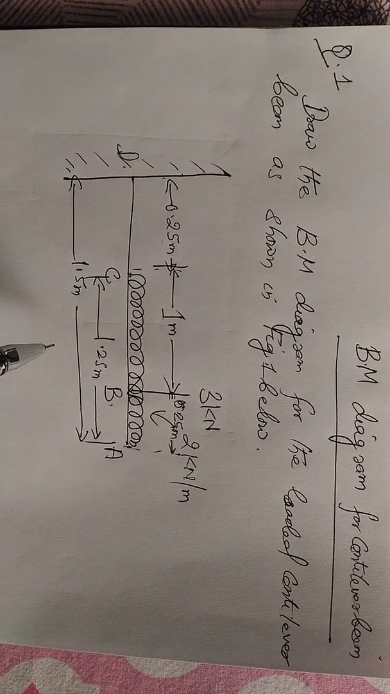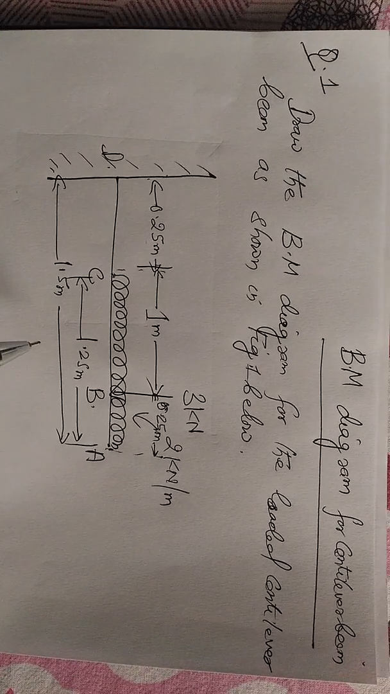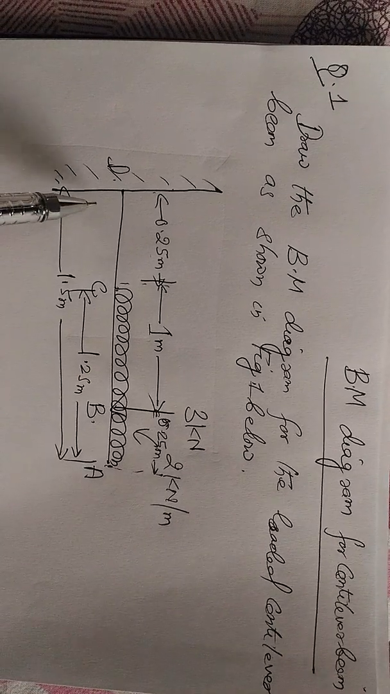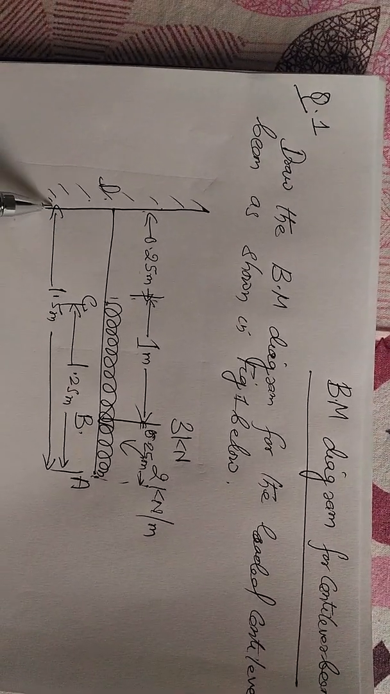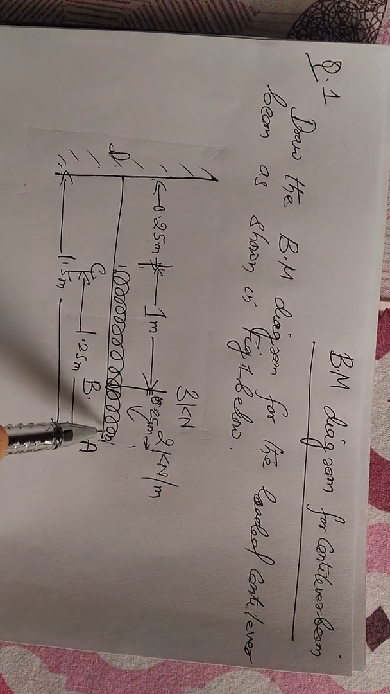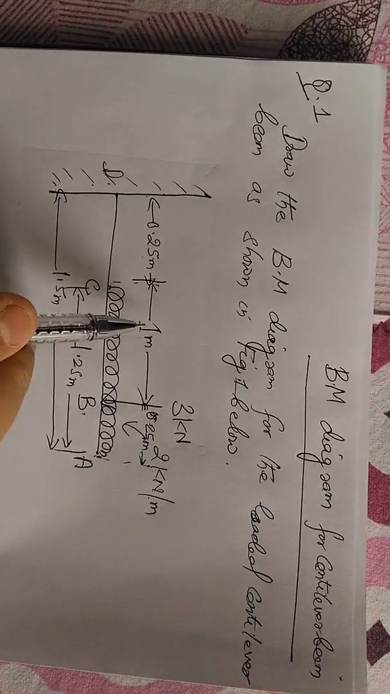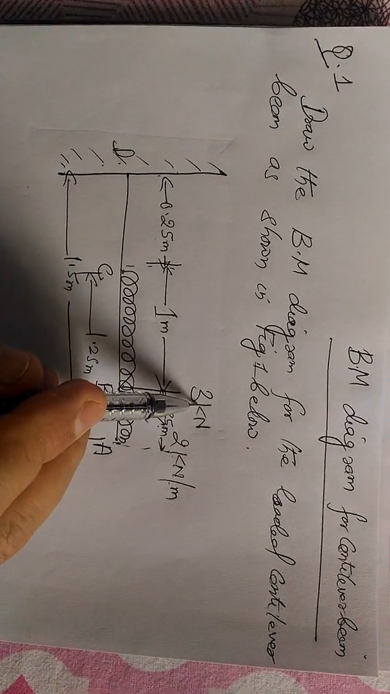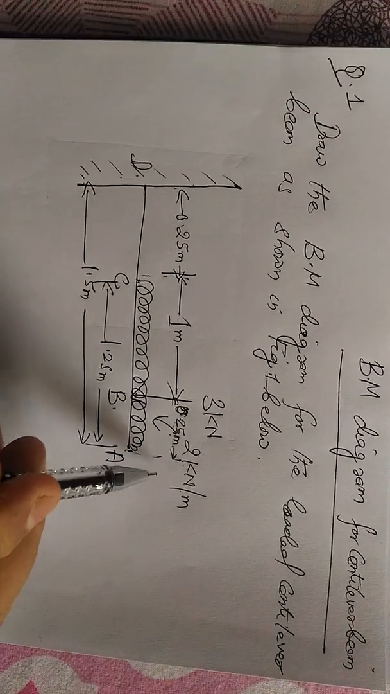Dear student, in this video I'll explain how to draw the bending moment diagram for a cantilever beam loaded as shown in this figure. In this, the cantilever beam A, B, C, D is a total of 1.5 meter length. It is subjected to a UDL of intensity 2 kilonewton per meter over a length of 1.25 meter, and a point load of 3 kilonewton at point B at a distance of 0.25 meter from the free end.